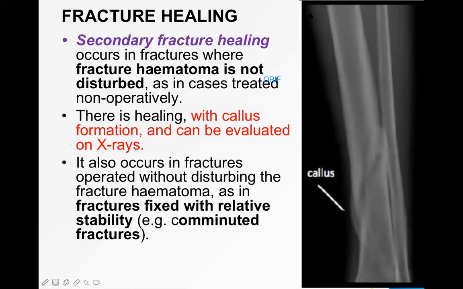Okay, now what is the another one now? See here. Now the second way of fracture healing is the secondary fracture healing. That's what we are talking about till now. Secondary fracture healing occurs in fractures where the fracture hematoma is not disturbed, as in the cases which are treated non-operatively.